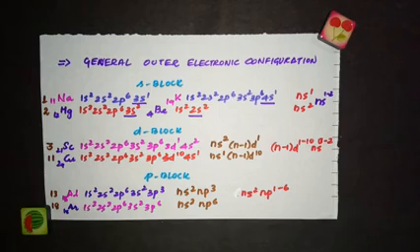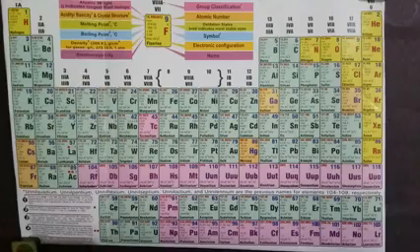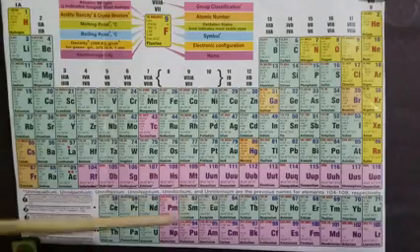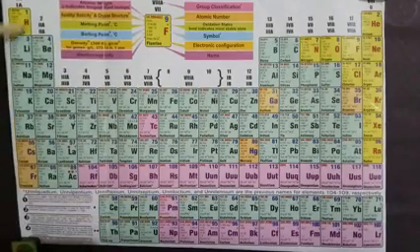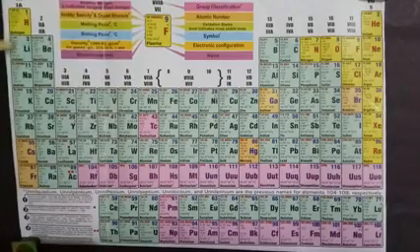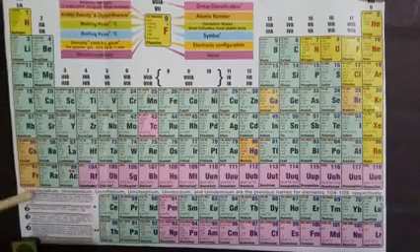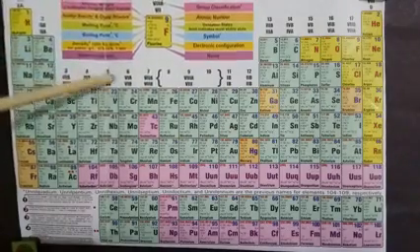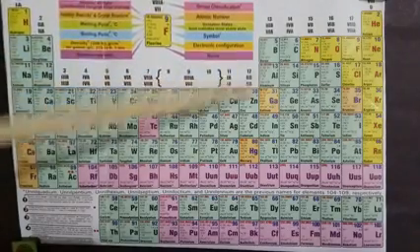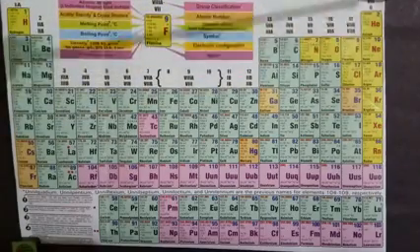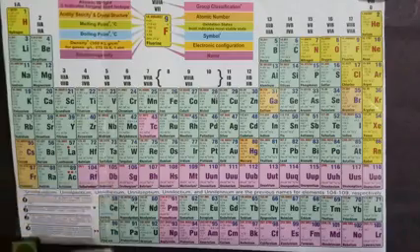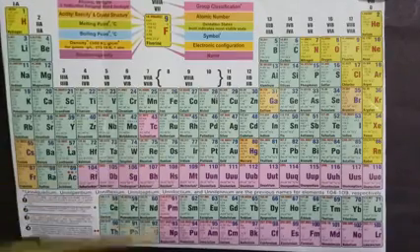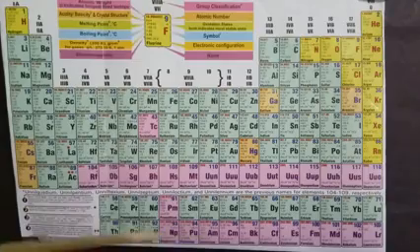Now we will look at the periodic table and we'll try to understand what we have learned so far. This is the long form of the periodic table. See, we have 7 periods, 1, 2, 3, 4, 5, 6, 7 periods, and we have 18 groups, 1, 2, 3, 4, 5, 6, 7, 8, 9, 10, 11, 12, 13, 14, 15, 16, 17, 18 groups, and you have 2 series of elements at the bottom of the periodic table, and we call them f-block elements.